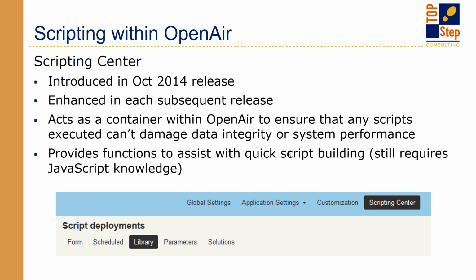So the Scripting Center in OpenAir was introduced a few years ago. It's been enhanced every release since. Basically what it's there for is to act as a container around your script code. So you're not writing code outside of OpenAir and running it outside of OpenAir like you would through the API. You're writing JavaScript directly inside a form inside of OpenAir. They put a wrapper around it to try to keep any of that code from doing any damage to the data integrity and keeping a lid on the system performance issues.